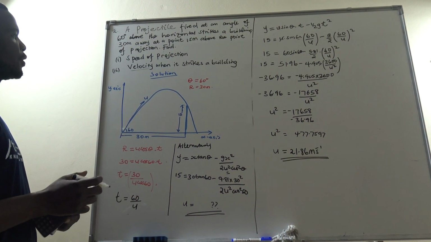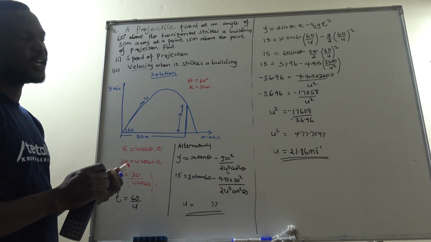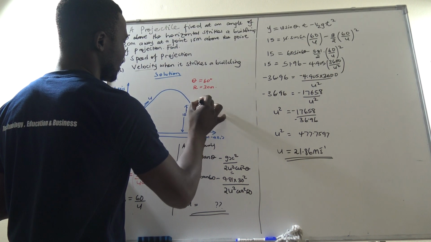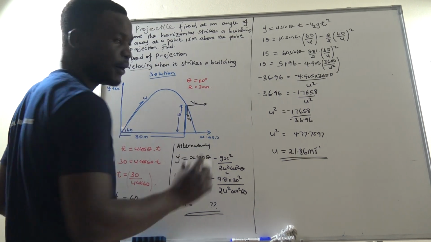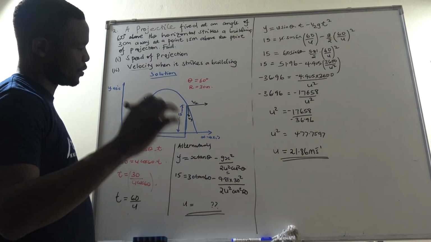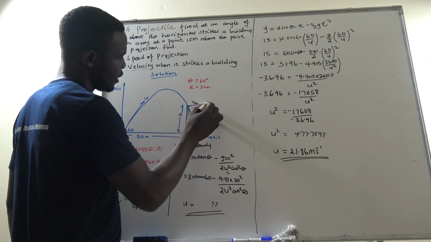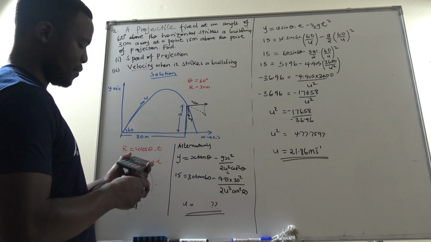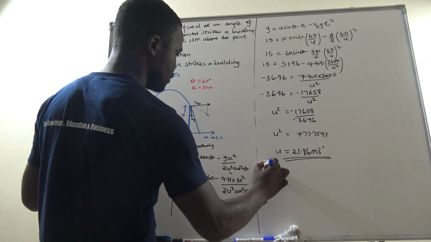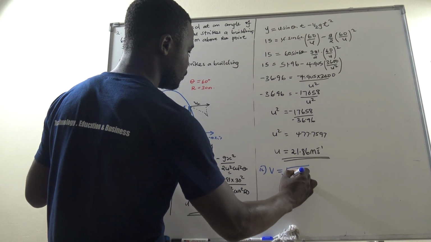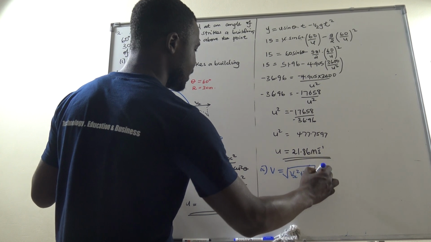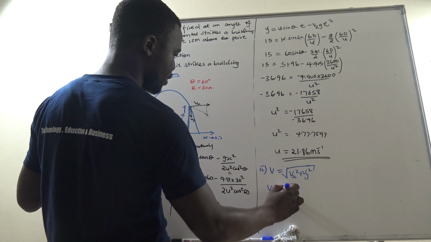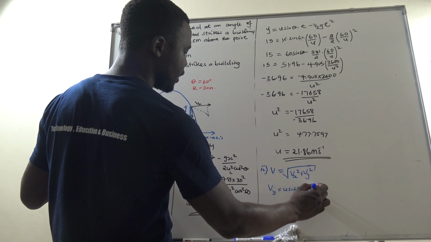Now, we go to Roman numeral 2, where they say we find the velocity when it strikes the building. Now, at this point here, we know that the velocity always has two components. It has the vertical component and the horizontal component, and their resultant can be traced along there. So the velocity that they need from us at this material time is calculated from v is equal to the square root of vx squared plus vy squared. But we do not know vy. We know that vy is equal to u sine theta minus gt.